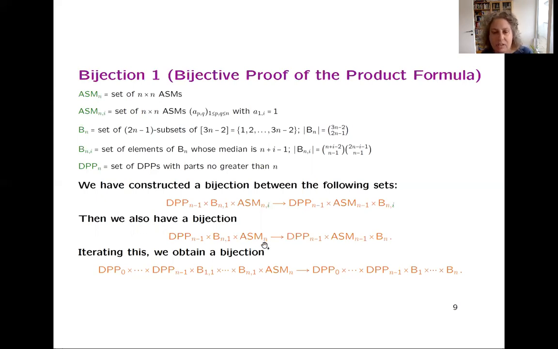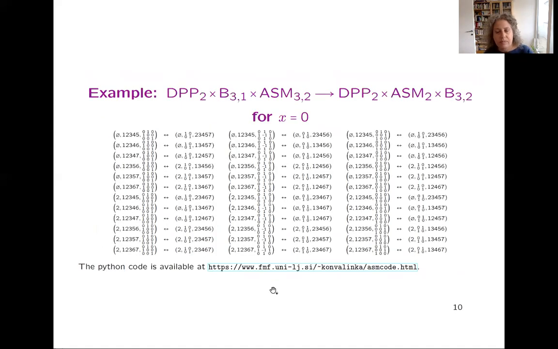But now the important thing to note is if you go from left to right, then the order of the alternating sign matrices decreases by 1. And now you can apply this recursively in order to obtain a bijection between this Cartesian product and this Cartesian product. And now you can simply take cardinalities and prove the product formula for the number of alternating sign matrices.